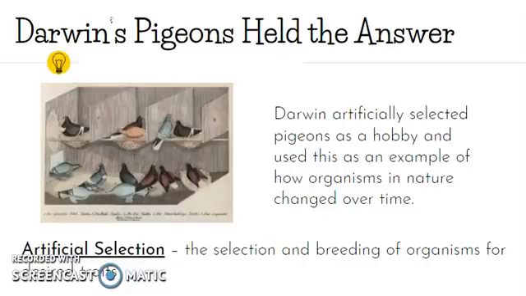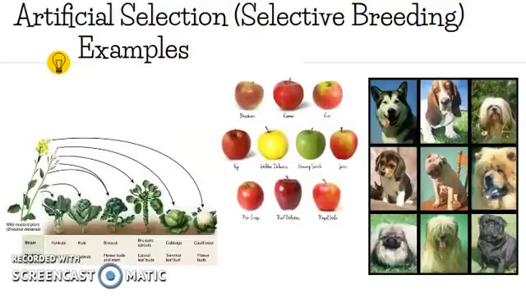So the idea of artificial selection is choosing a trait and then breeding it with another organism that has a trait that is also desirable, and hoping to get an organism that has the traits that they like. We do this same process today with all sorts of different organisms.